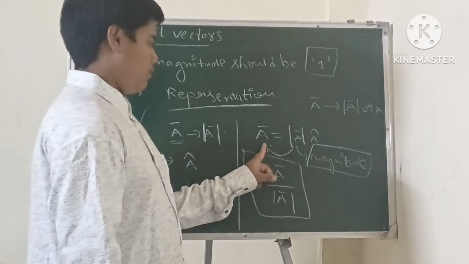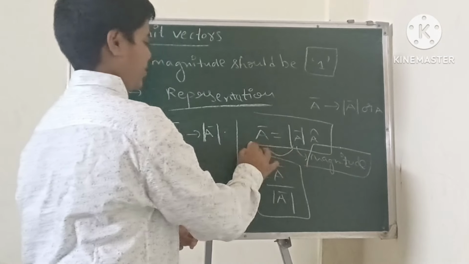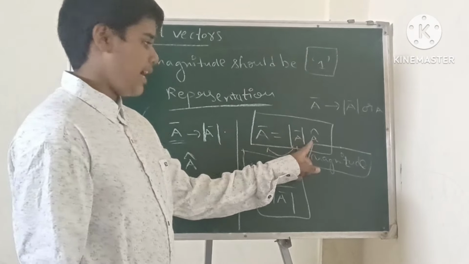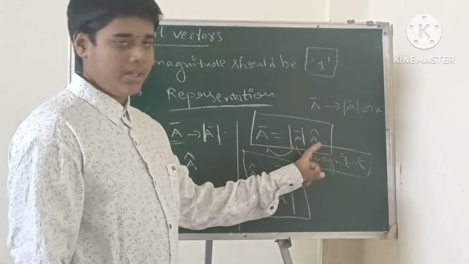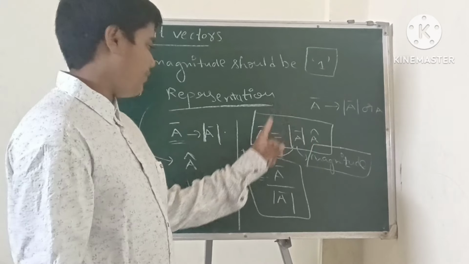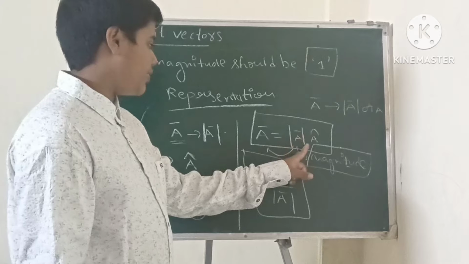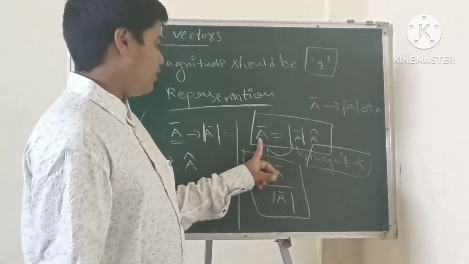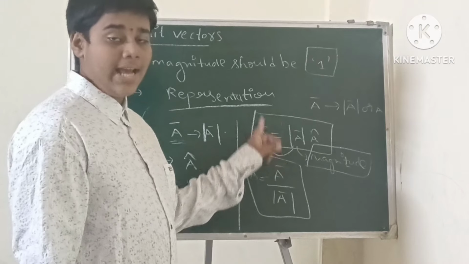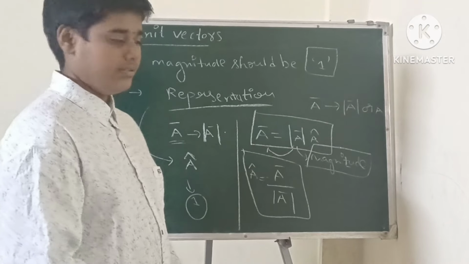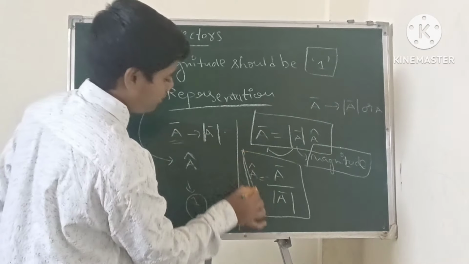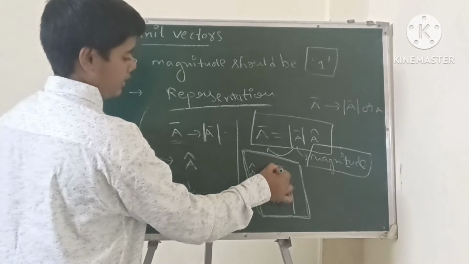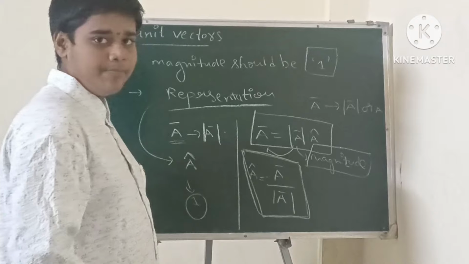Here, this is also one of the important points. A bar is a vector, A cap is a unit vector which has magnitude 1, and mod A is the magnitude of A bar. Mod A means some x value. So the vector A bar has x meters. Okay. So the value of the unit vector is A bar by mod A bar.